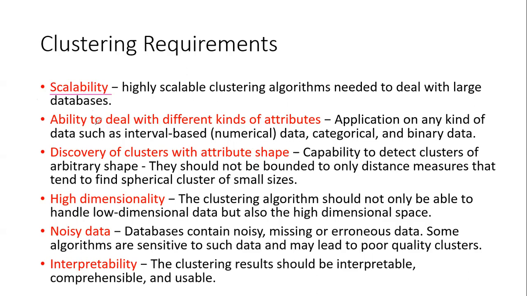You need to deal with different kinds of attributes, clustering can do that. You need to discern clusters of different shapes. So when you use the partitioning based methods of clustering, like k-means, it will always discover clusters which are of spherical shapes. But maybe your data does not, I mean, your data definitely might not follow these spherical shapes. Okay.